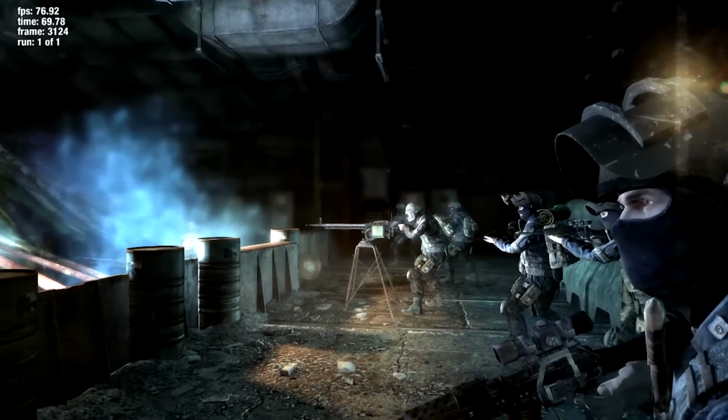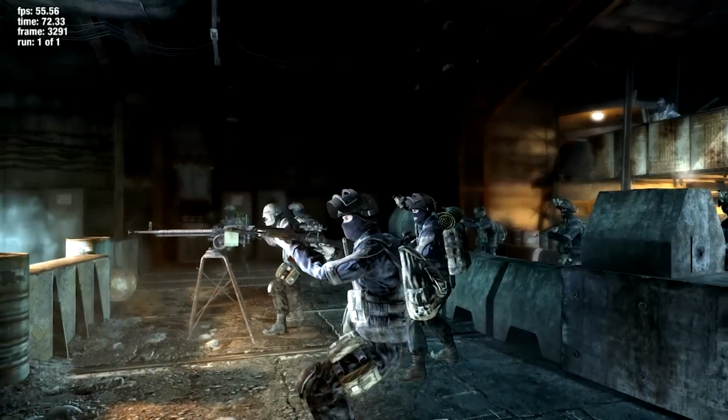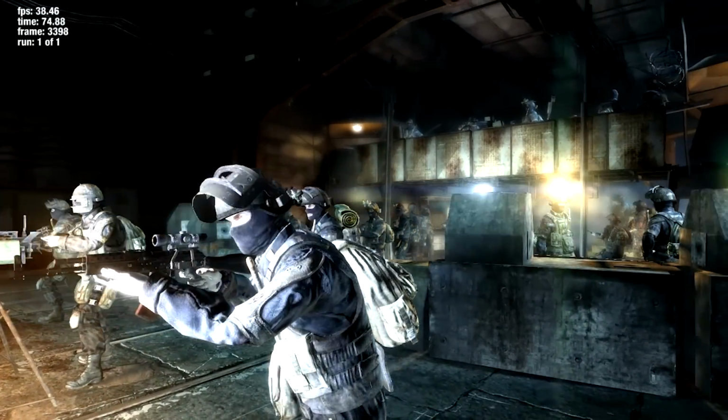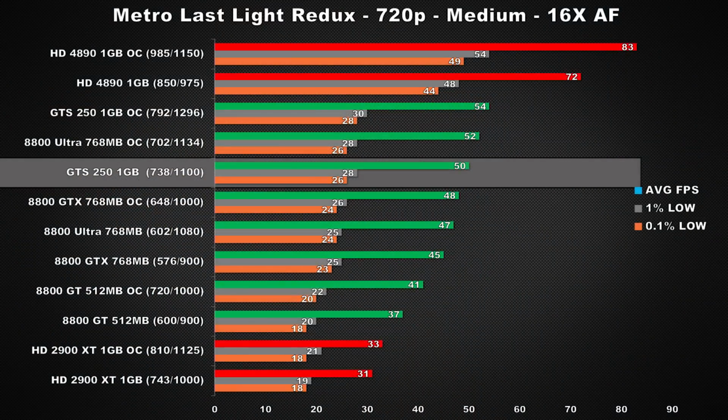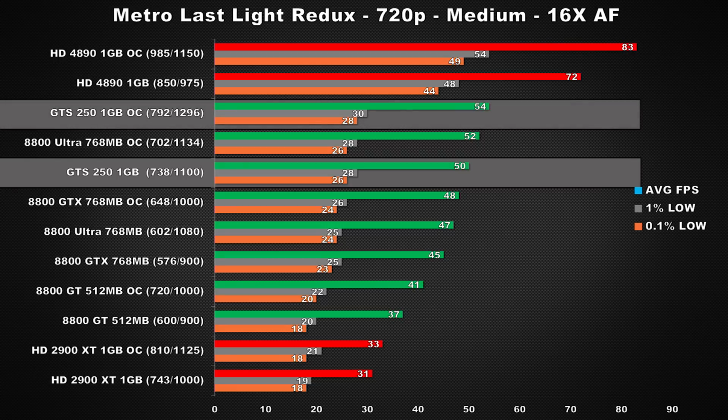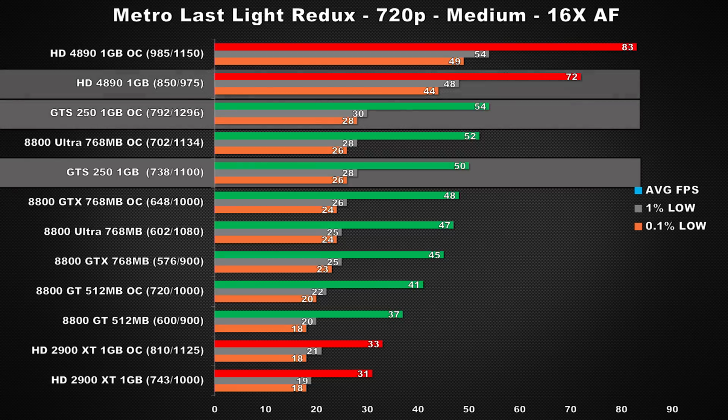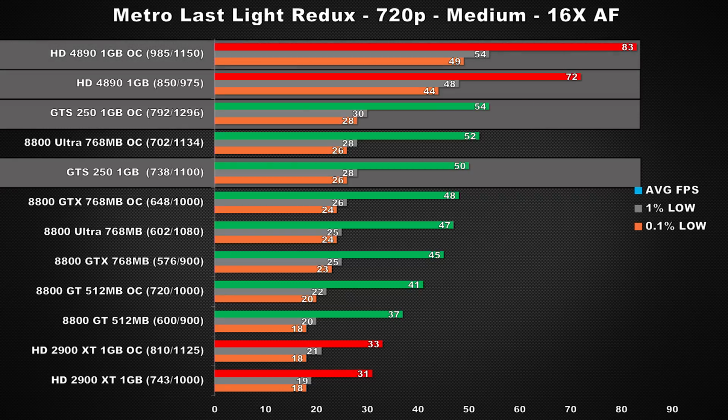Now let's take a look at Metro Last Light Redux. Anyway, we're using the medium preset at 720p, and here the GTS 250 averaged 50 frames per second, overclocked that number rose 8% to 54. Now onto the 4890, it produced 72 frames per second, and overclocked that number rose 15% to 83. That's a great showing for the 4890. The GTS 250 did pretty well trading blows with the 8800 Ultra, but it didn't come anywhere close to the ATI card. As comparing stock clocks, the 4890 was 44% faster and 53% faster after comparing overclocks.